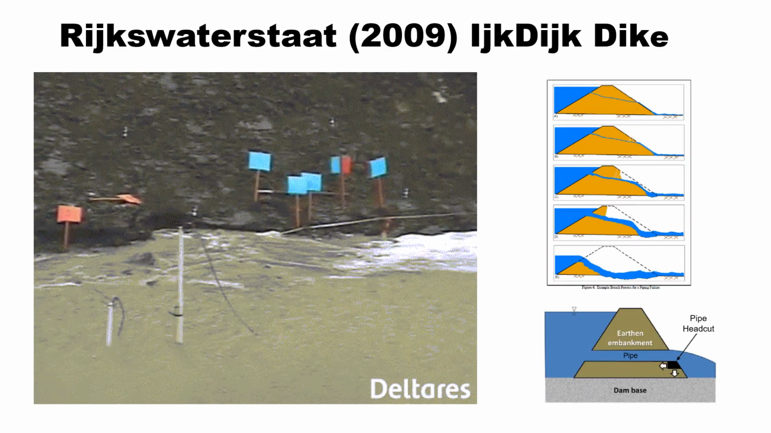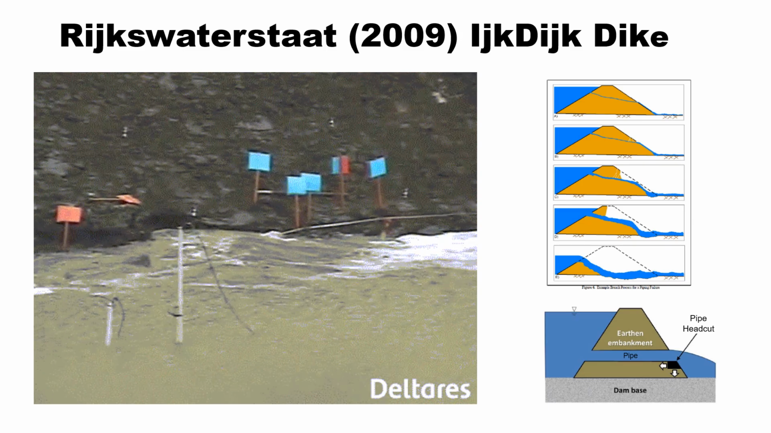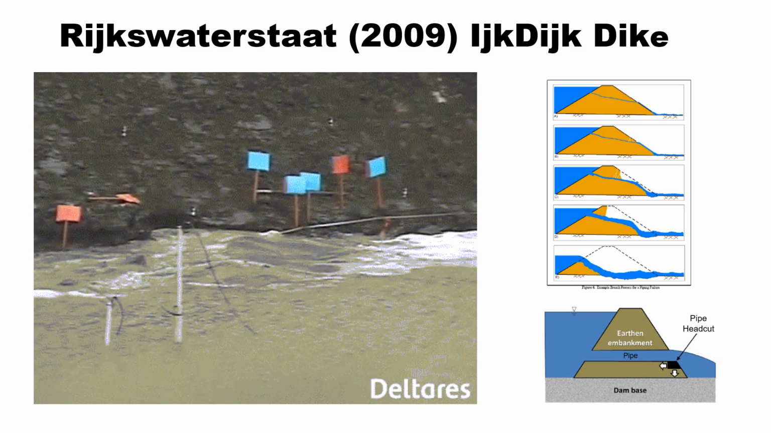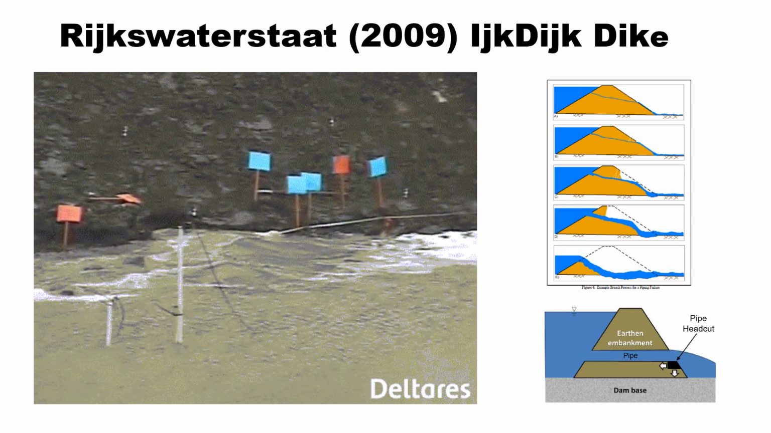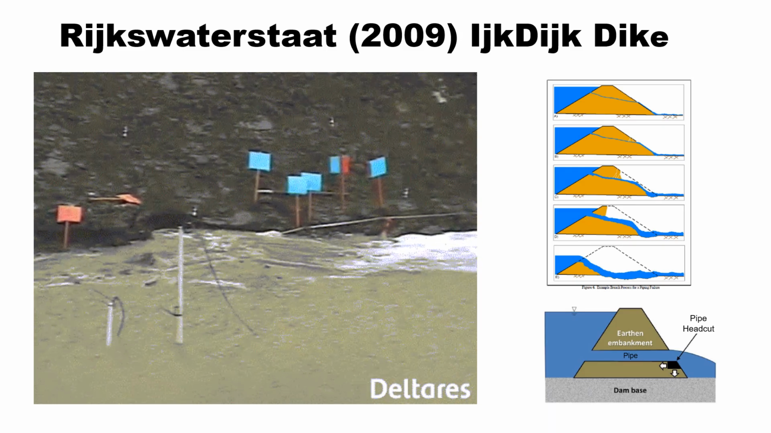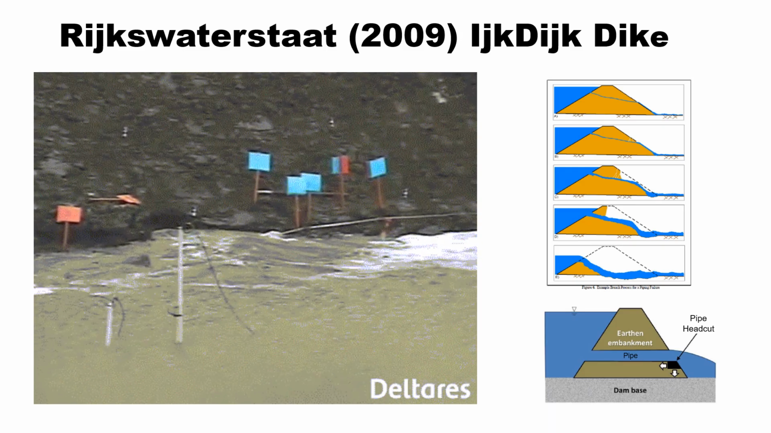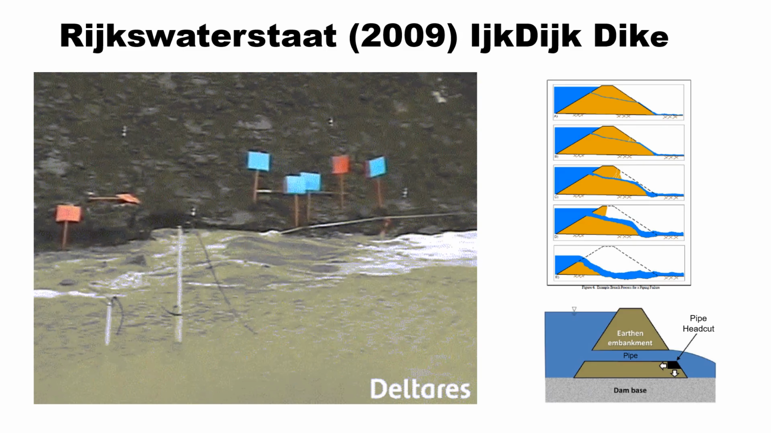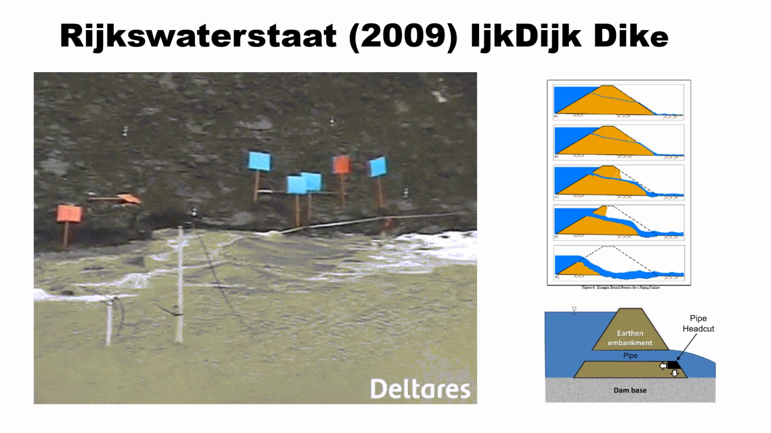This is a video of a large-scale field test of a dike in the Netherlands. Small head cuts can initially form at the discharge end of the pipe, leading to bigger head cuts when the crest collapses and overtopping ensues. This is not visible in the video, but is shown in the figure at the bottom right.